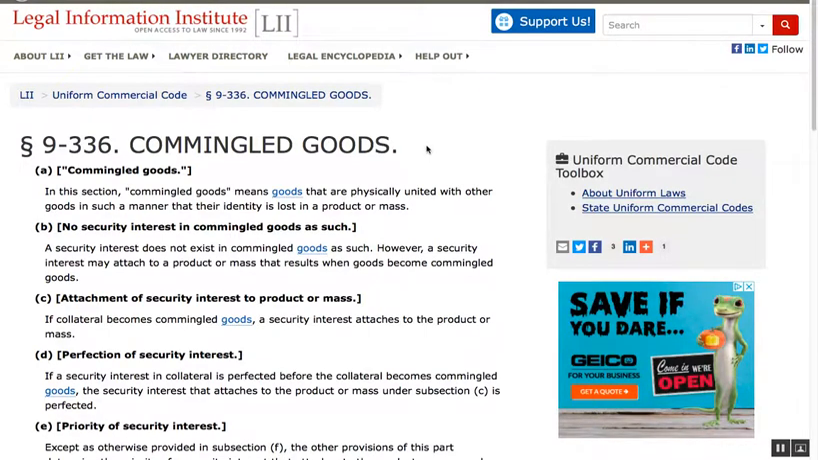There we go. Commingled goods. All right. In this section, we have the definition of commingled goods right here. We don't have to go anywhere to find it. Commingled goods means goods that are physically united with other goods in such a manner that their identity is lost in a product or a mass. So this may be a threshold question that you could face, as it might be more beneficial if you are treated as an accession as opposed to commingled good.